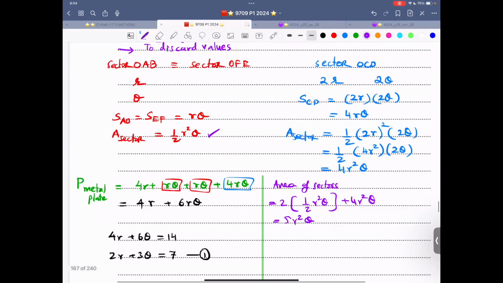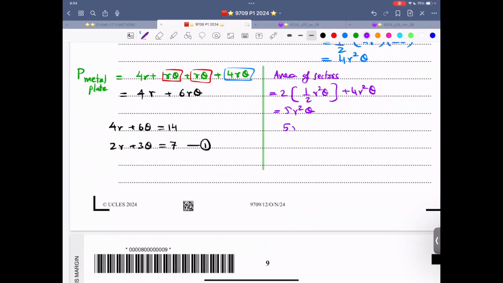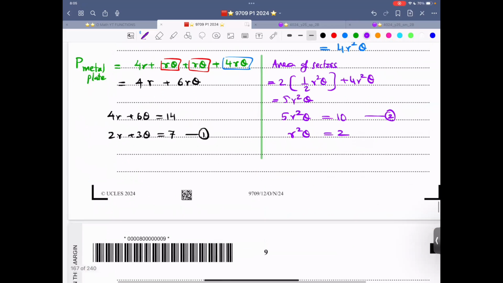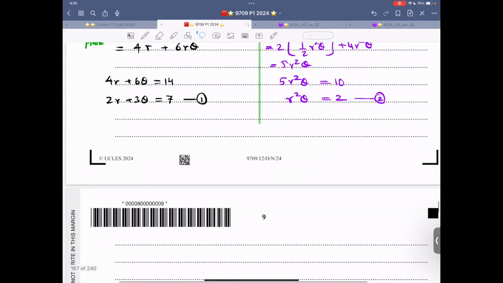All good. And this comes out to be how much? That is 10. So therefore, 5R squared theta equals 10. That is equation 2. You can simplify it: R squared theta equals 2. So let me push this thing, and that's the second equation.